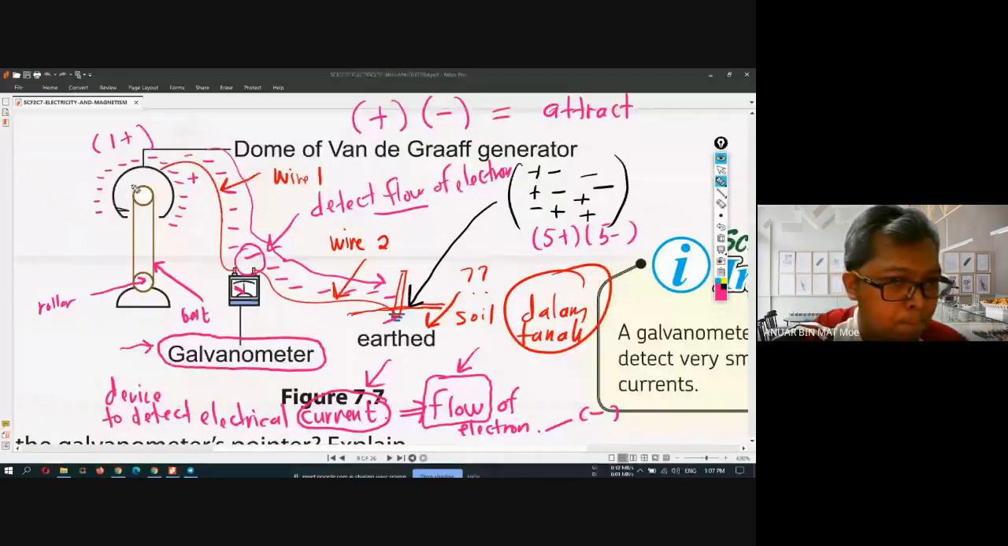Can you understand this? Okay, so what actually is electricity? Electricity means the flow of electron, or the flow of the current. Okay, flow of the current.